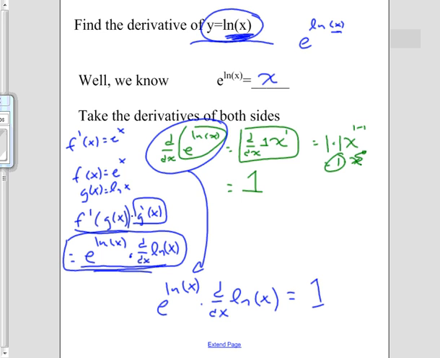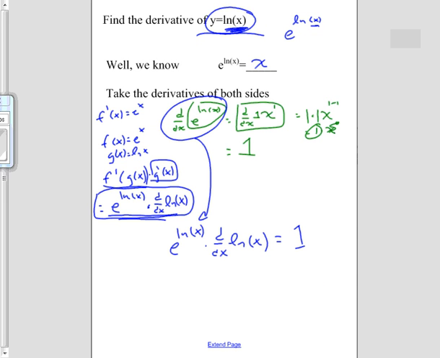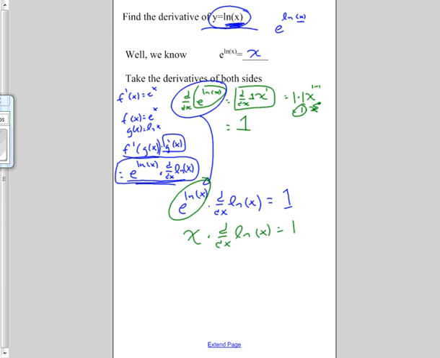equals 1. And if we simplify e to the ln x, we know that that's just x. So x times the derivative of ln x equals 1. And then solving for the derivative of ln x, we are able to get that the derivative of ln x equals 1 over x. A huge, very, very often used derivative.